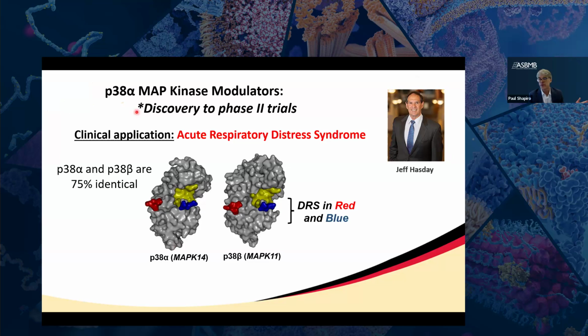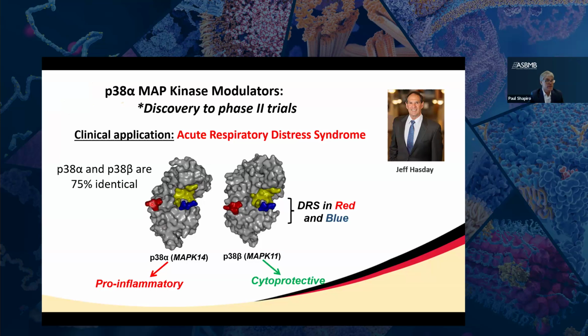p38 inhibitors have been around for 30 years. None of them made it into the clinic. The problem is that many of them have targeted both the alpha and the beta isoform, which are 75% identical, but they have differences. p38 alpha is more involved in the pro-inflammatory signal, whereas the beta is more involved in the cytoprotective aspects. That's a very general way to describe it, but we'll just leave it at that. But the alpha isoform is the more desirable one.